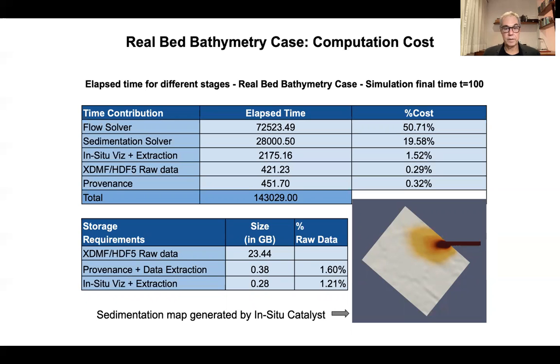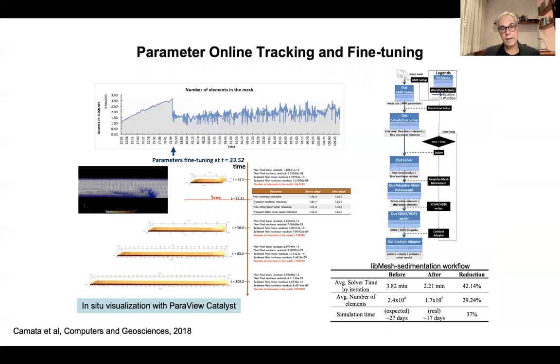Your storage area is very much diminished, and we also don't spend a lot of CPU time and data extraction in order to steer our simulation. A more interesting example is when we do parameter online tracking and fine tuning.